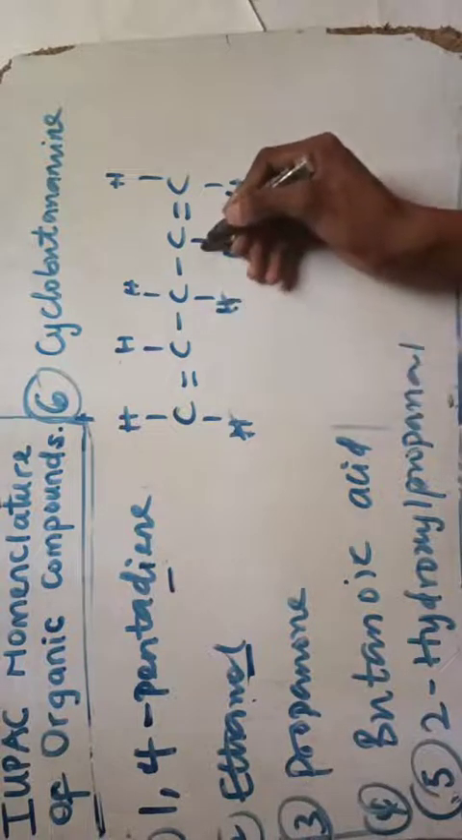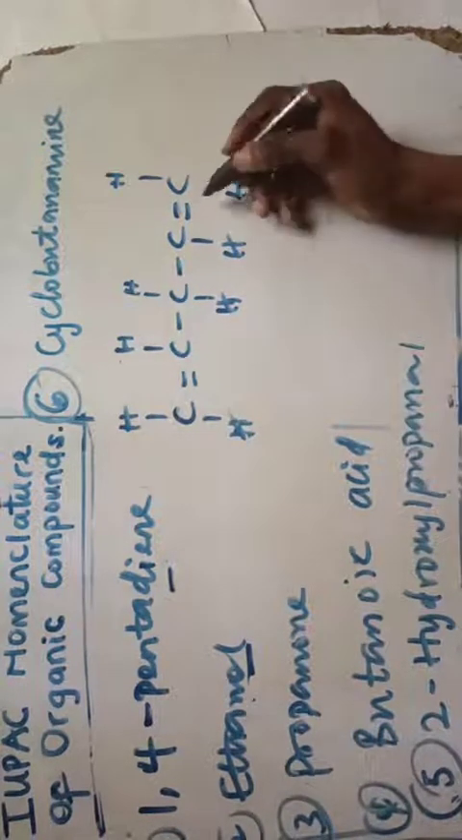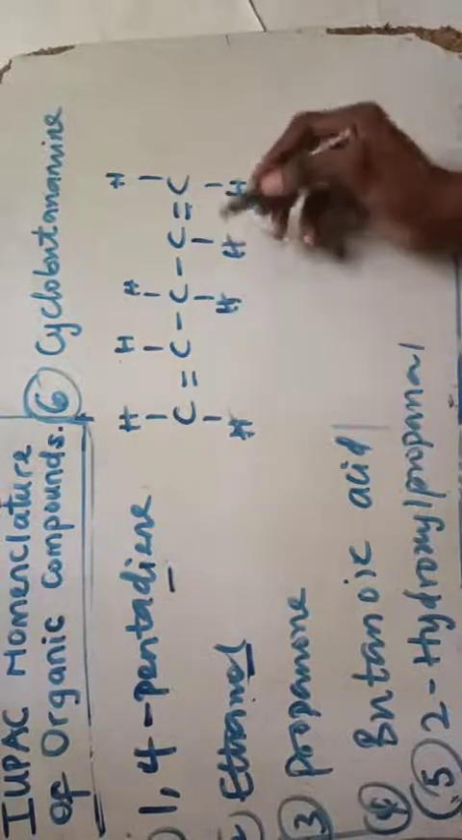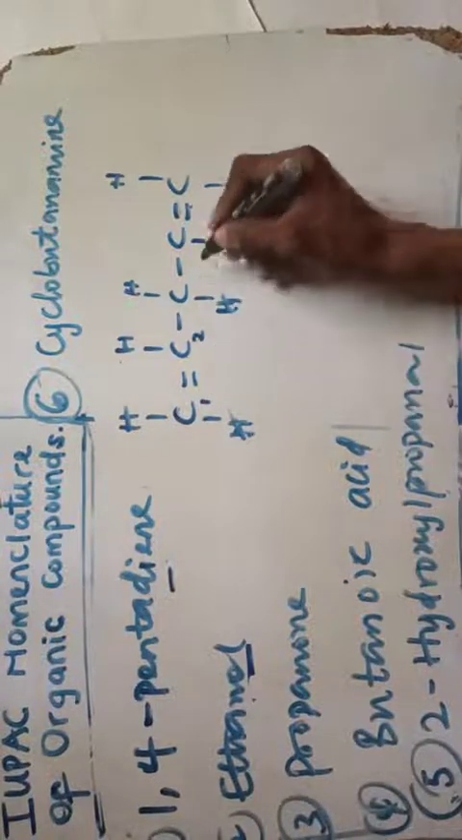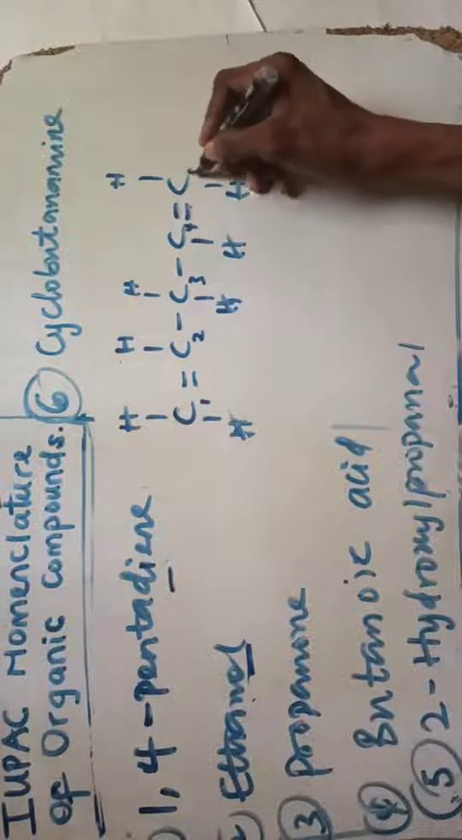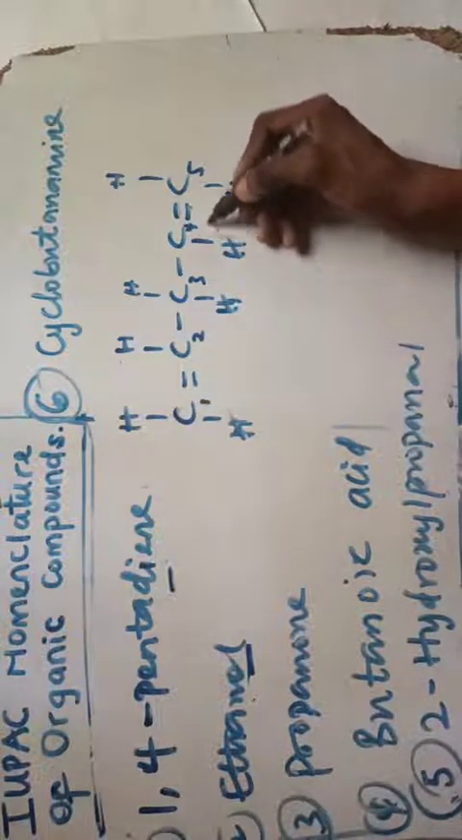1 2 3 4 5. 5 is pentane, so I have pent already, and I'm going to say okay, so it is ene. So the enes are situated where? 1 2 3 4 5. So the ene is situated at number 1 and number 4.